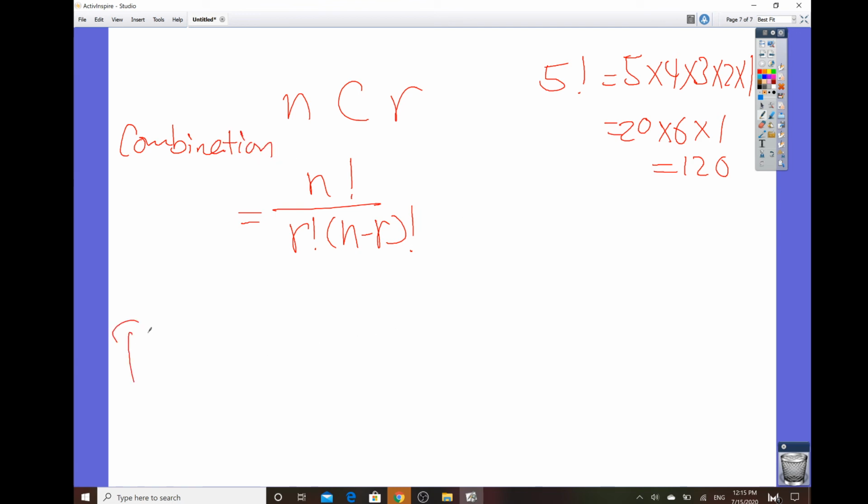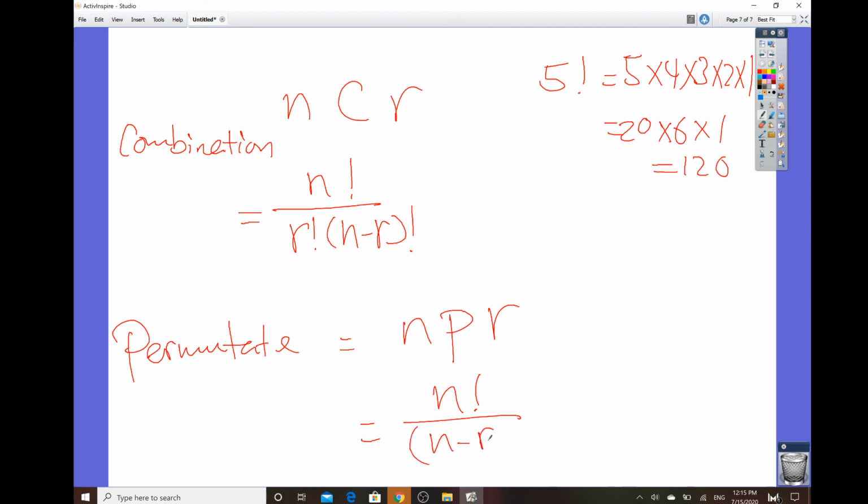And then the other one is called permutation. Permutation is a little bit easier, so that's just n pick r. So n pick r means n factorial over n minus r quantity factorial. Okay, so now back to the problem that we're doing here.